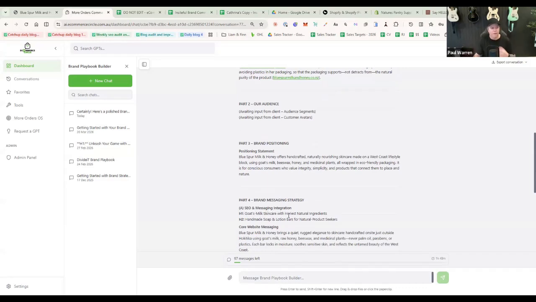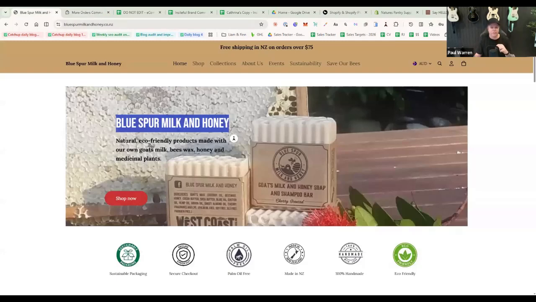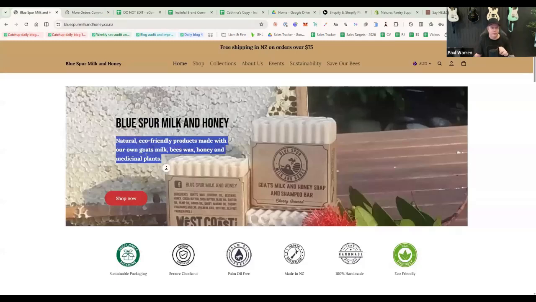Now immediately people read that and they go, yep. And they go honest natural ingredients, yep. I'm going to make these way better than they are at the moment. However, already we have 2 yeps, right? So this is already better. Then we get onto your H2, handmade soap, lotion bars for natural product seekers, right? Then we will replace that in this section.